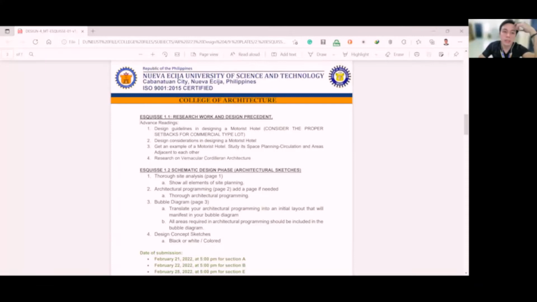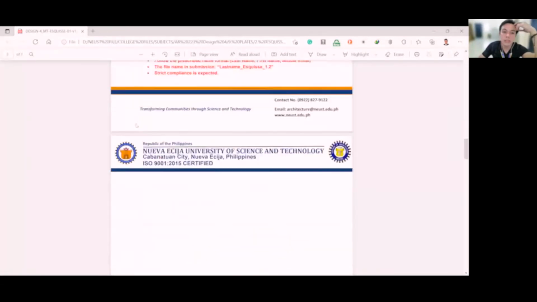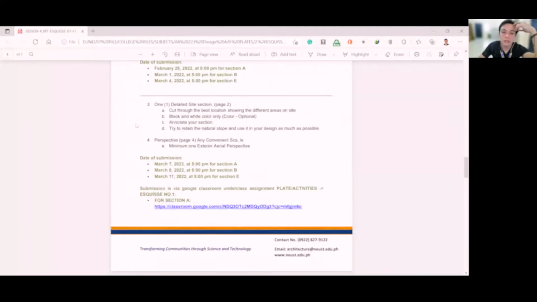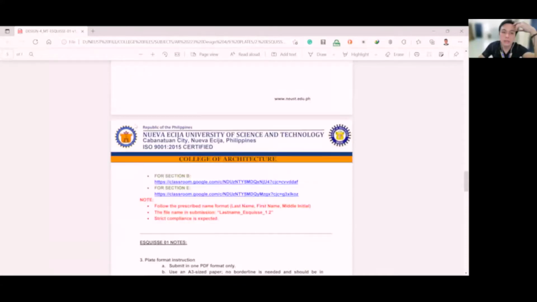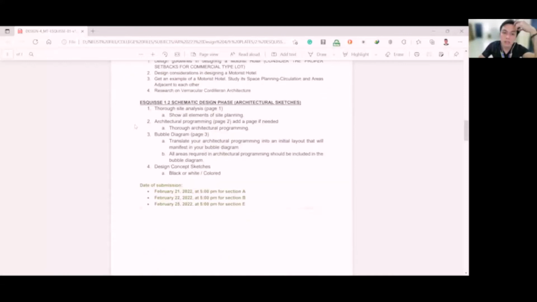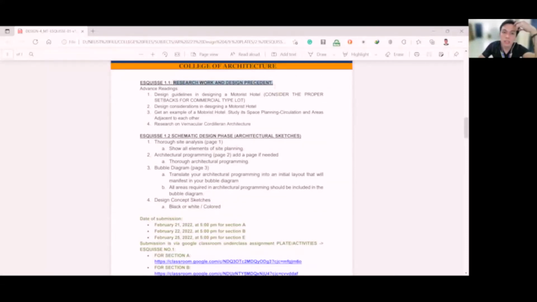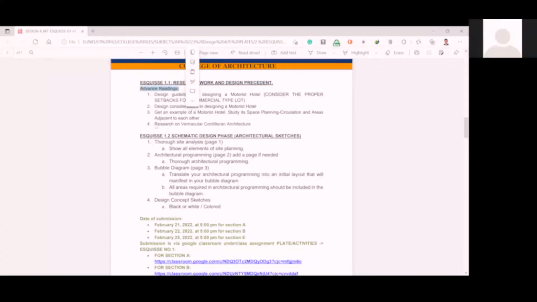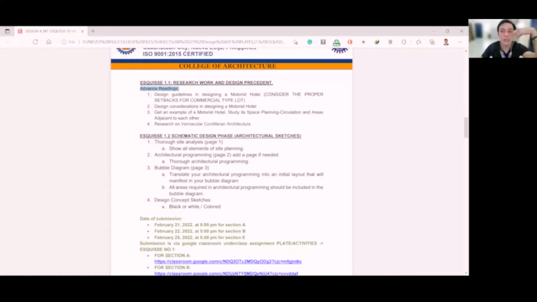So these are the project deadlines. So we have at least three submittals for the midterm. Yeah. So the first one is research work and design precedent. So do advanced reading. So I will not require everyone to pass this. Basta basahin nyo na lang. No? This will be your guide in formulating your concept.